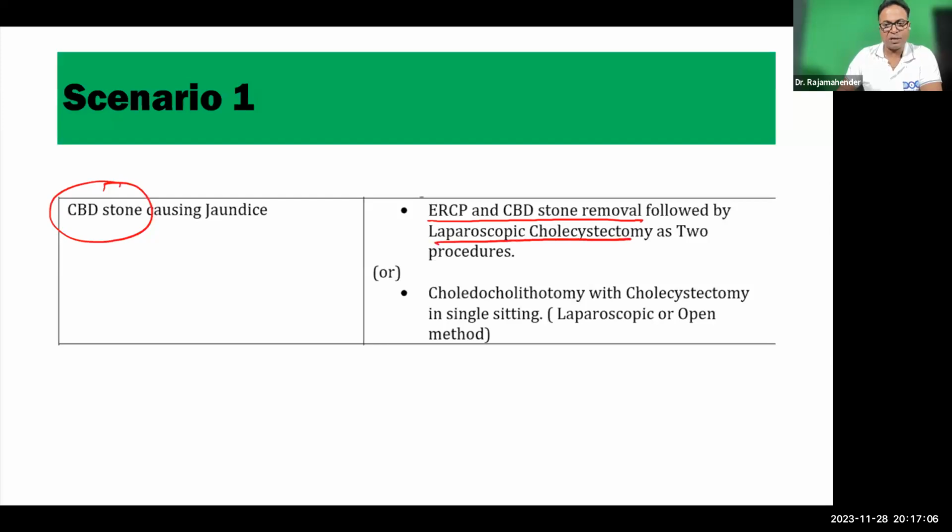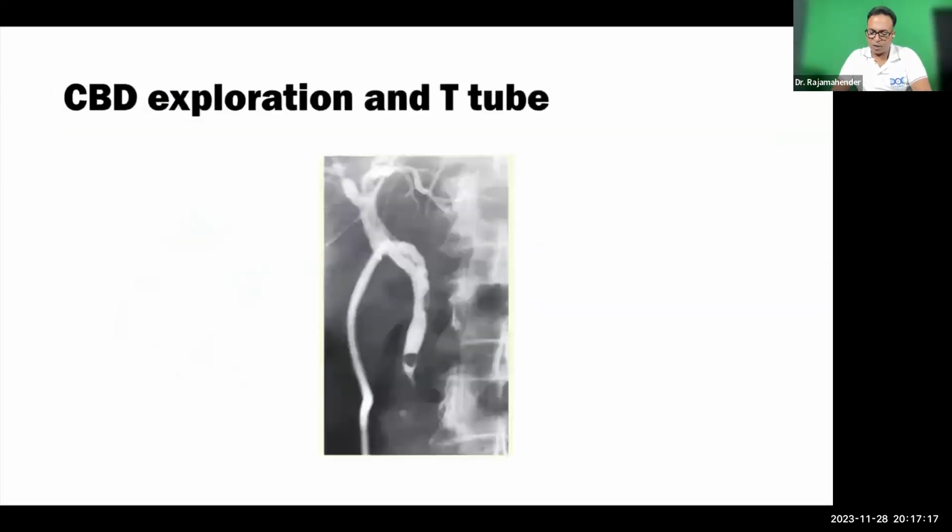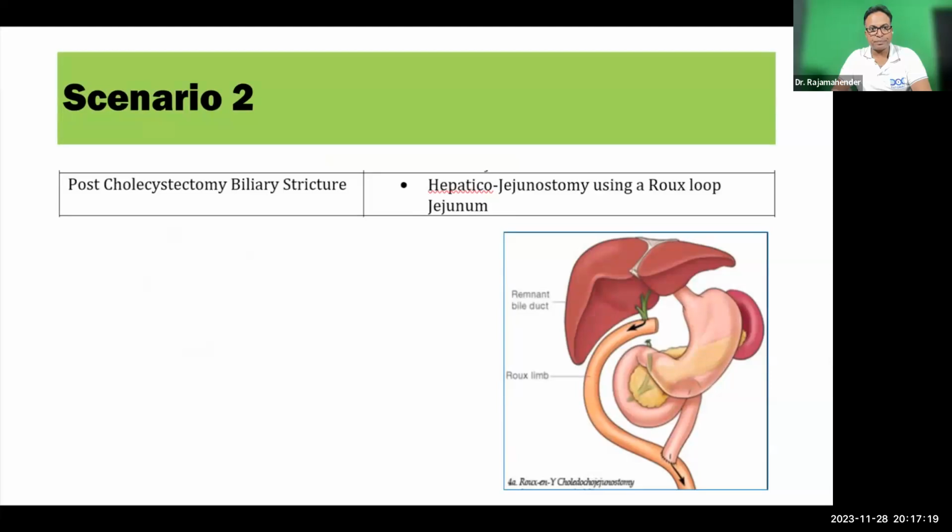So for the exam, the final conclusion is: CBD stone causing jaundice, ERCP and stone removal followed by laparoscopic cholecystectomy. Or in a single sitting, I can open the bile duct and remove the stone, and also remove the gallbladder. That is scenario one. This is a T-tube cholangiogram.